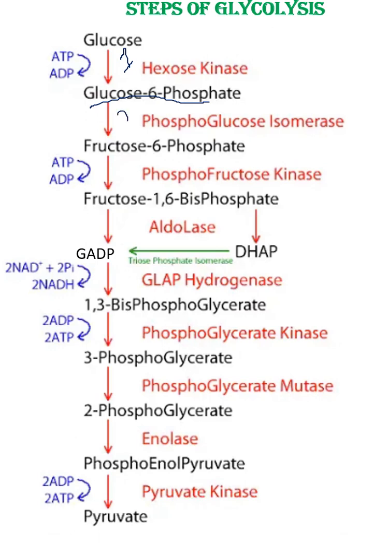This is the second step, glucose 6-phosphate to fructose 6-phosphate. Step 2 is called isomerization. Glucose 6-phosphate is isomerized to become fructose 6-phosphate, a process which is catalyzed by the enzyme phosphoglucose isomerase.